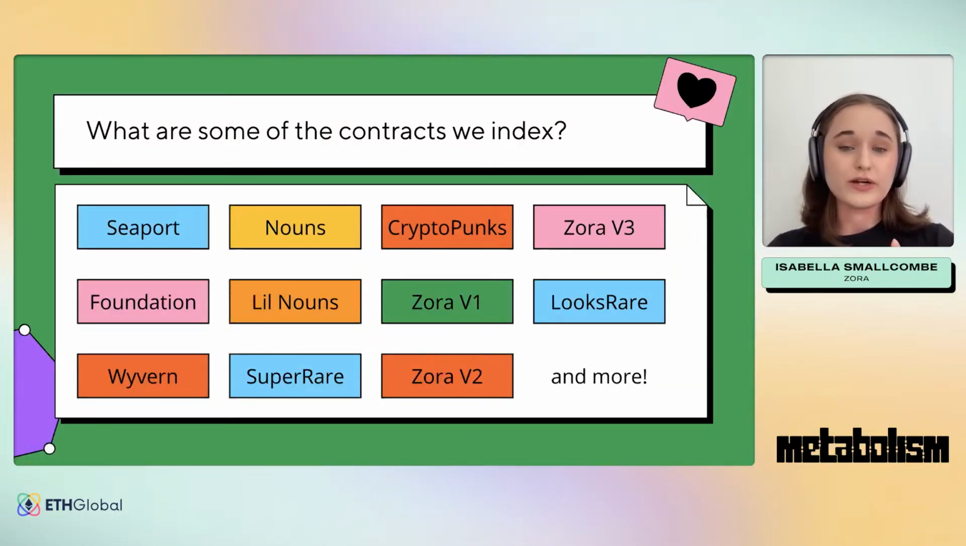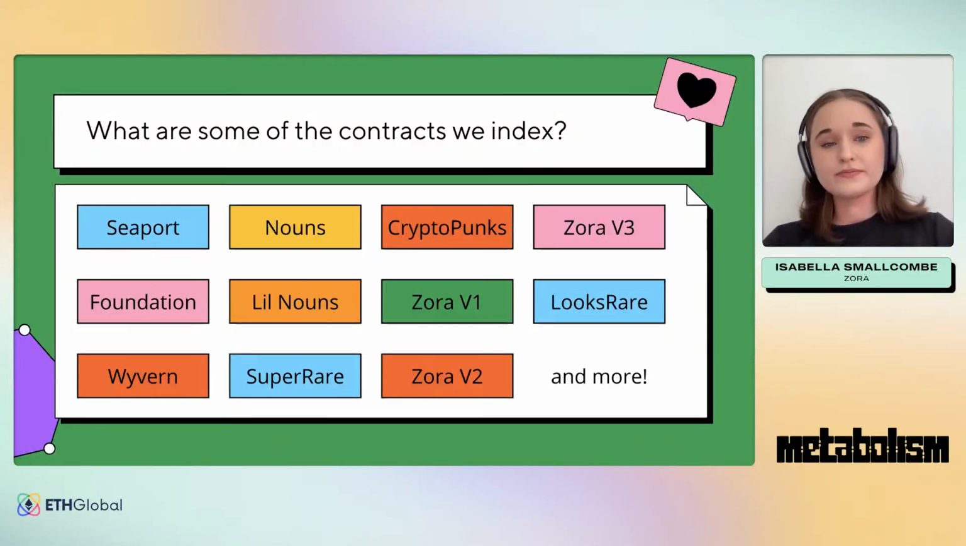SuperRare, we support SuperRare sales. CryptoPunks, we support CryptoPunks sales across the marketplace. We obviously support Zora V1, Zora V2, and Zora V3. We also support LooksRare sales and loads more. And we're continuing to add new contracts every day. So if there's something you want and you're not seeing it here, let us know.